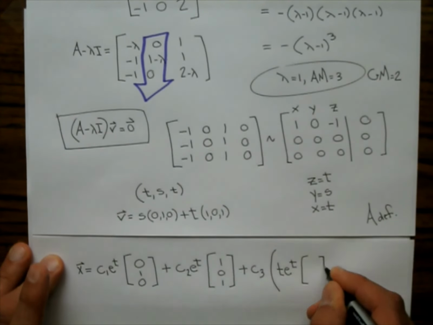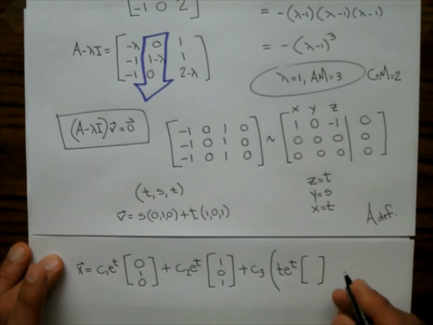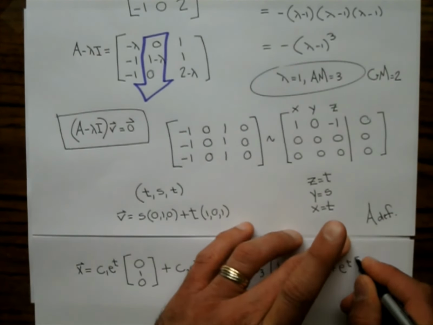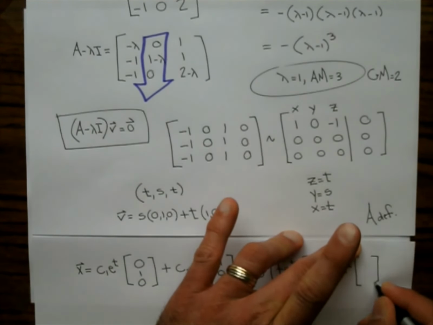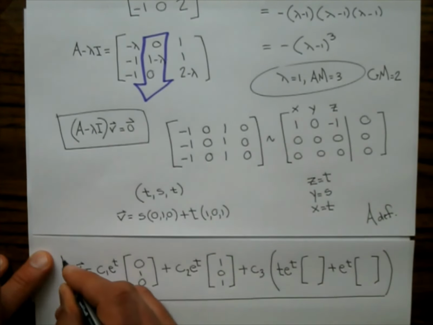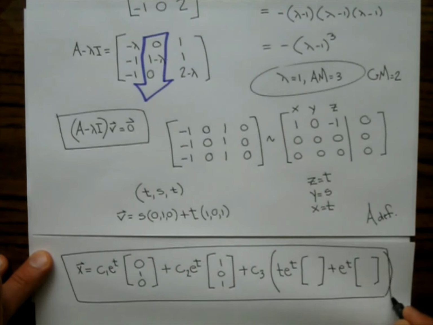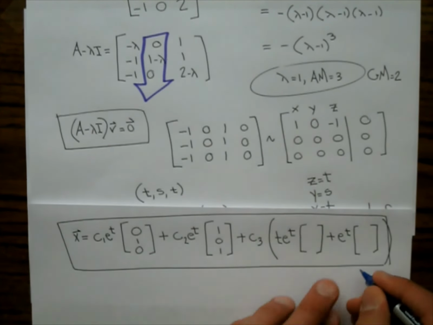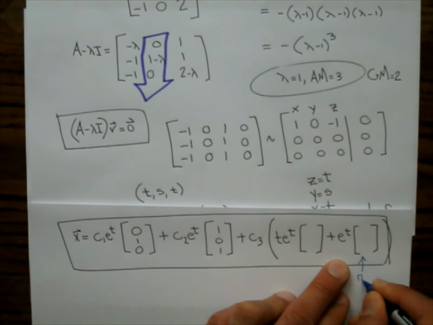Okay, so this is what's a little tricky. What eigenvector do we put there? And then we're going to go plus e to the t, and this guy right here is the new u. That's going to be our answer. So let's label this as the new u.